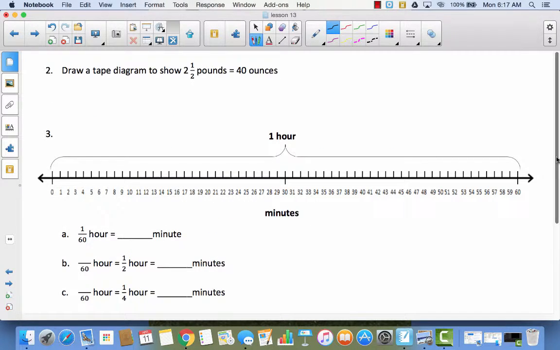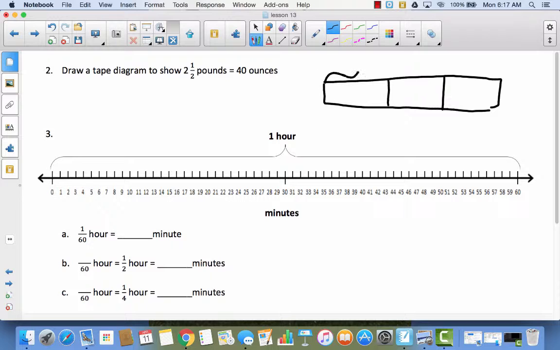So now we have: draw a tape diagram to show that 2.5 pounds is equal to 40 ounces. So let's go ahead and draw our tape diagram here. I'm going to draw my tape diagram to represent 3 wholes, since if I'm going to have 2.5, that would be almost 3 wholes, right? All right, so this would be 1 pound. So I'm going to label this 1 pound. This would be 2 pounds.